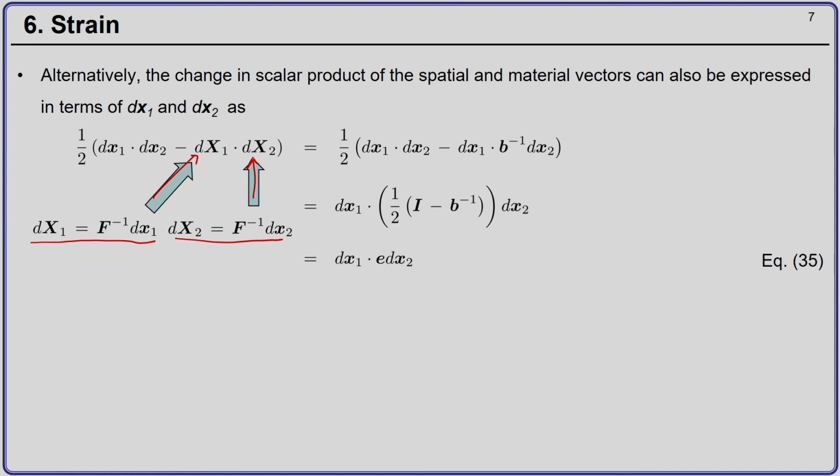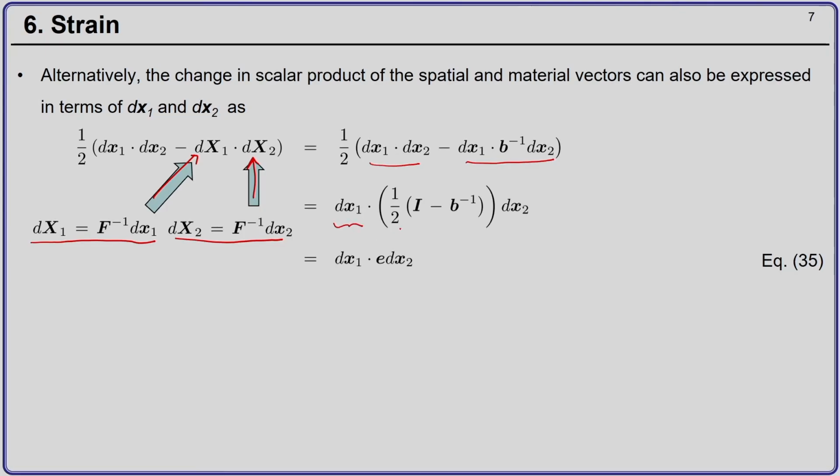And then, after a little simplification, what I get is 1 by 2 [dx1 dot dx2 minus dx1 dot b inverse dx2]. Okay. So, I can take dx1 out of the bracket from the left hand side, and I can take dx2 out of the bracket from the right hand side. So, this is what we get, dx1 dot 1 by 2 I minus b inverse into dx2. Okay. So, next we denote 1 by 2 I minus b inverse as another tensor e.